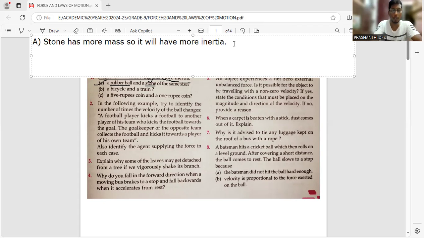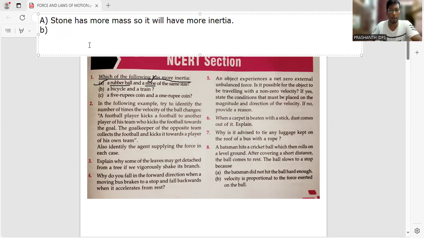And the second example, option B. What is the question? A bicycle and a train. Which will have more mass? Train, right? So train has more mass than bicycle, so it will have more inertia. You note down the answer.